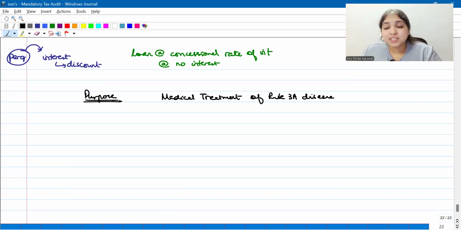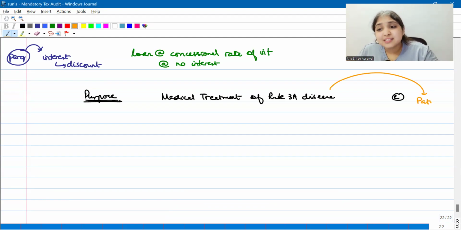The entire perquisite is going to be fully exempt. Okay. Now, however, let's go a little deeper. Who is the patient over here? Who is suffering from the disease? Who is the patient over here?